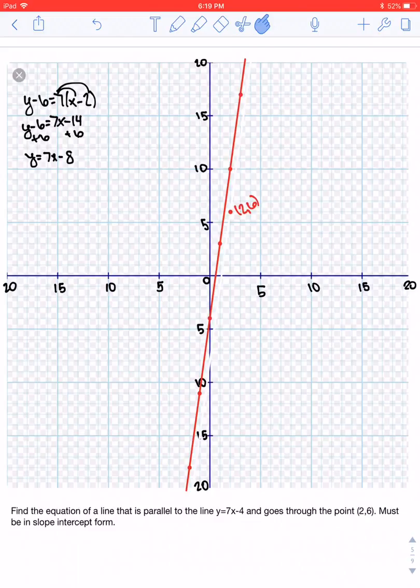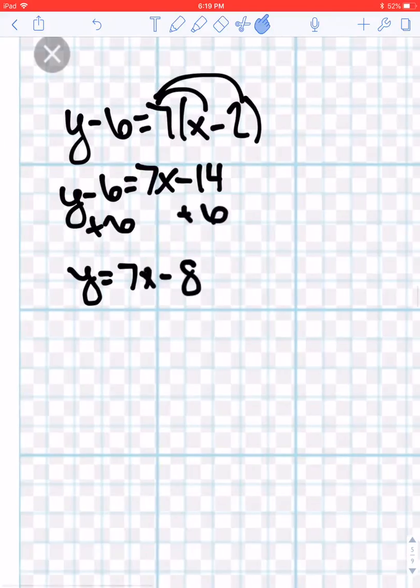So just put the x coordinate in x and the y coordinate in y, which results in this. And the first step is to distribute the 7 to the x and the -2, which results in y minus 6 equals 7x minus 14. And then you just add 6 to cancel it out on that side, and then you have to also add it to the other side. So that would result in the final equation being y equals 7x minus 8.